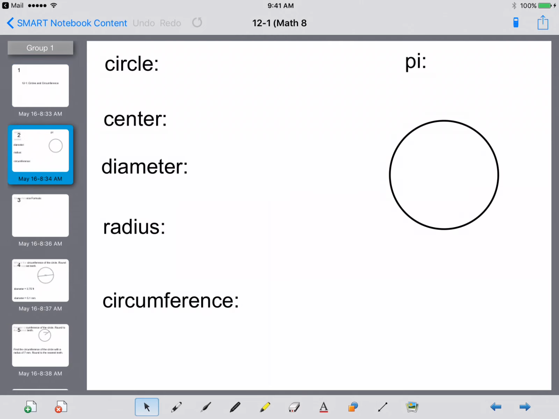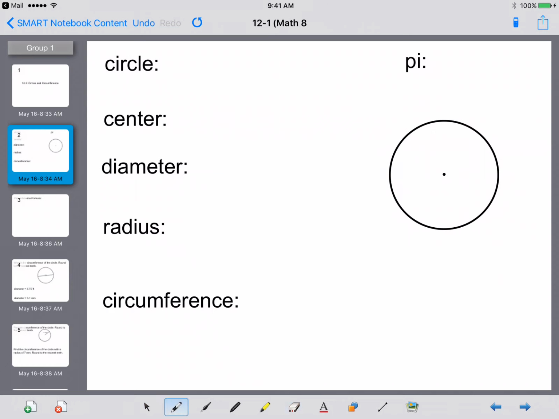So just as a refresher, a circle is this shape over here. There are absolutely no straight edges, and it's the same length from the center, so I'm going to make a little point here where the center is, right in the middle. So it's the same distance from the center to the edge everywhere around that entire shape.